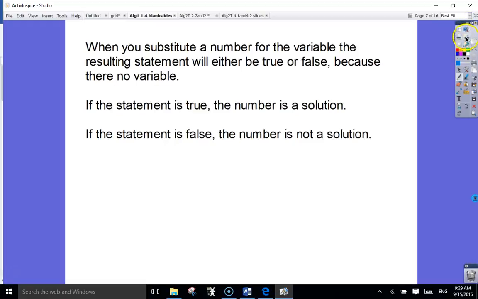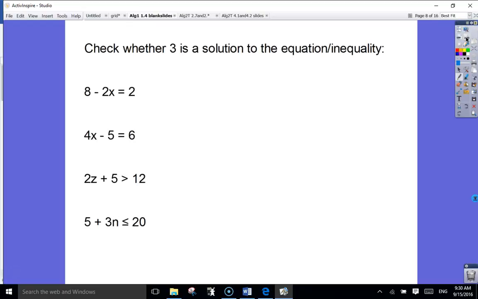So let's look at that. Check whether 3 is a solution to these equations and inequalities. Again, how am I going to check to see whether 3 is a solution, Hunter? Substitute x equals 3. I mean, we're evaluating the expression on the left for x equals 3. So let's write this out. 8 minus 2 times 3 equals 2. 8 minus 6 equals 2. That means 2 equals 2. Is that true? So you say yes, that's a solution.